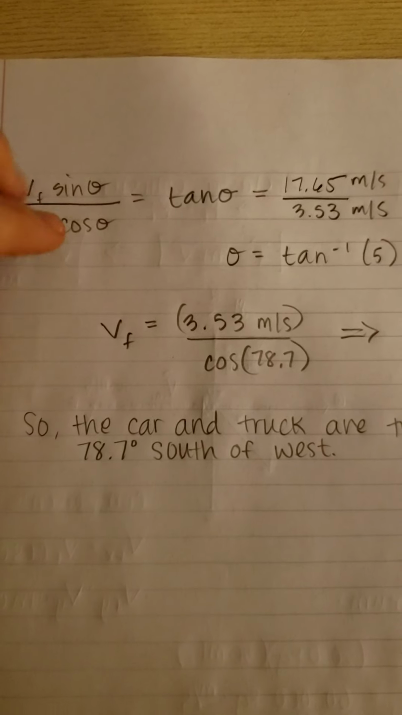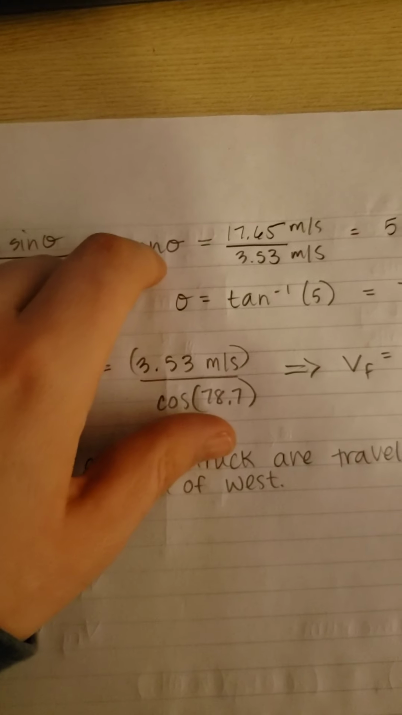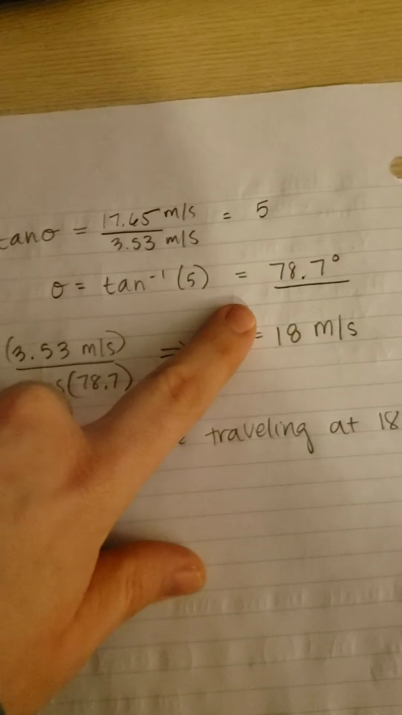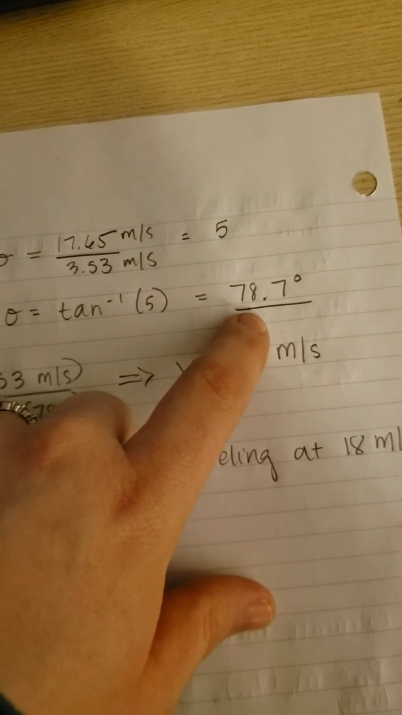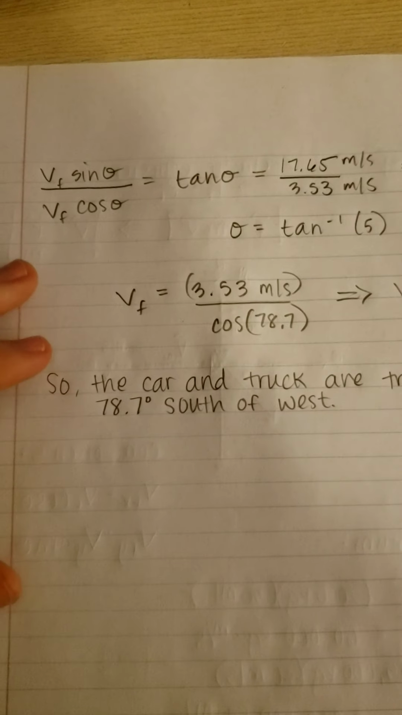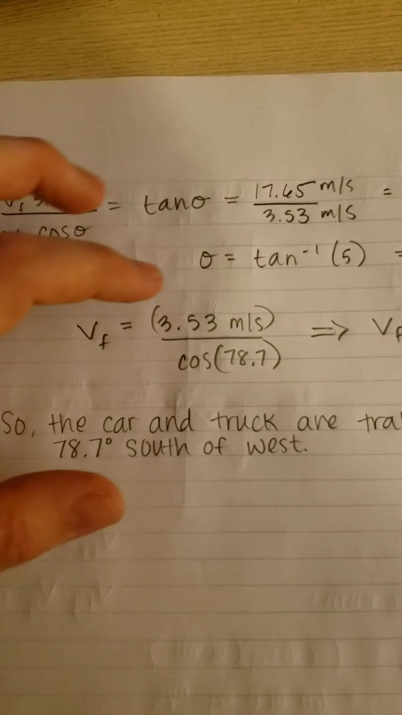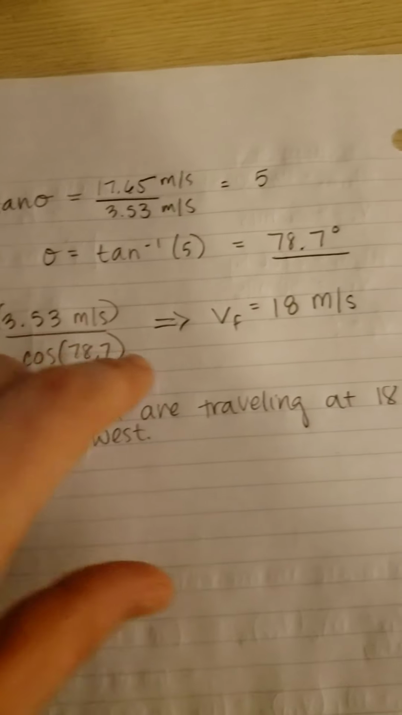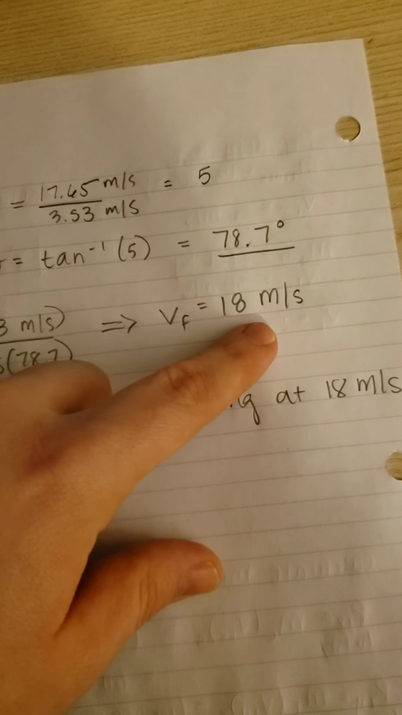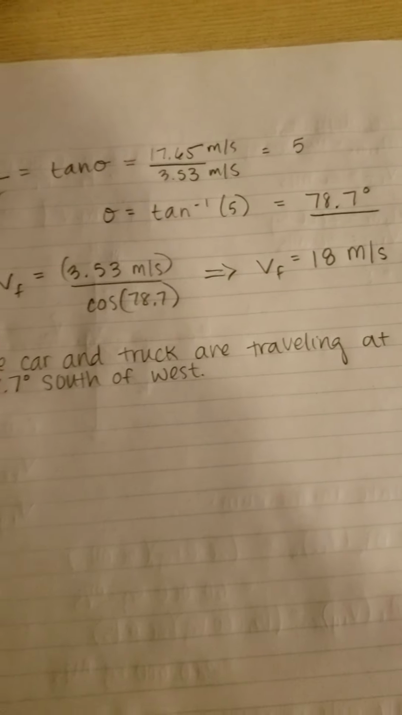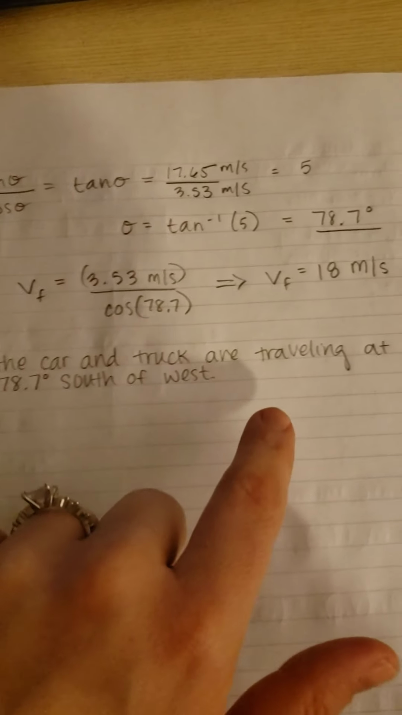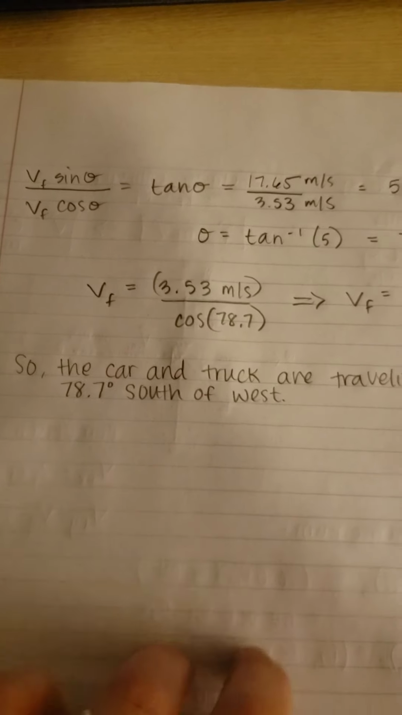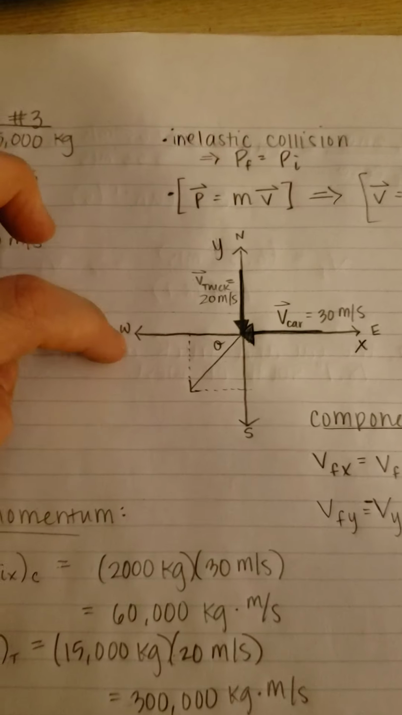We just need to do the sine over cosine, tangent of theta, plug in those numbers that we just got, and we get 78.7 degrees. And then we can calculate our final velocity by just using that x coordinate, dividing it by the cosine of 78 degrees, and we get our final velocity of 18 meters per second. So the car and the truck are going to travel at 18 meters per second, 78.7 degrees south of west.